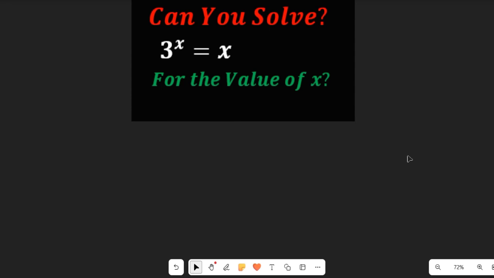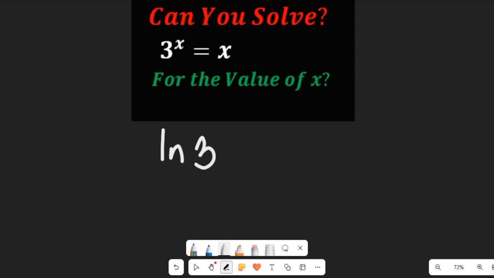To solve this question, I suggest we should take the logarithm of both sides, or better still, the natural logarithm of both sides. Let's start with the natural logarithm because I love working with it. If I take the natural logarithm of both sides, I'll have ln of 3 to the power of x equal to the natural logarithm of x, right?